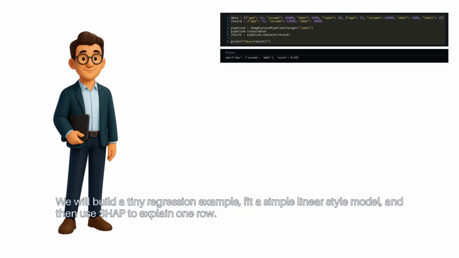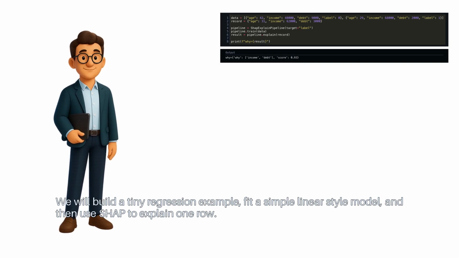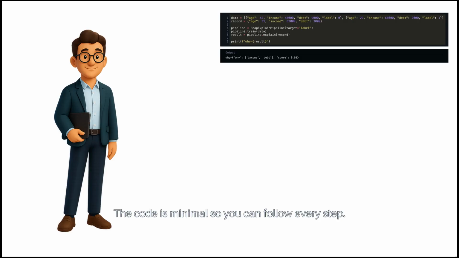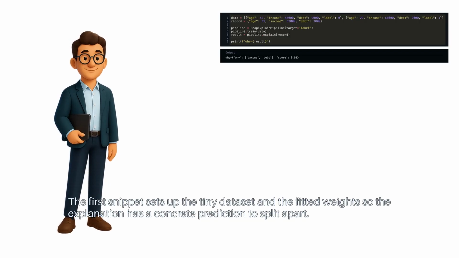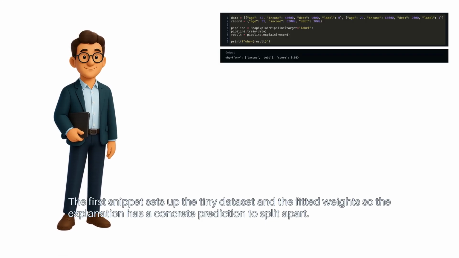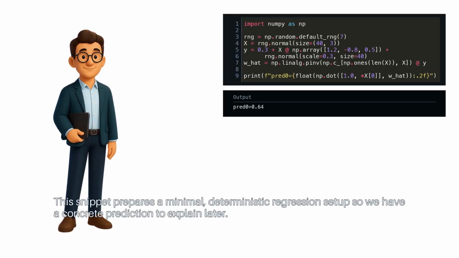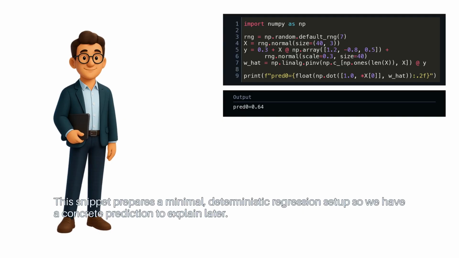We will build a tiny regression example, fit a simple linear style model, and then use SHAP to explain one row. The code is minimal, so you can follow every step. The first snippet sets up the tiny dataset and the fitted weights, so the explanation has a concrete prediction to split apart. This snippet prepares a minimal, deterministic regression setup, so we have a concrete prediction to explain later.